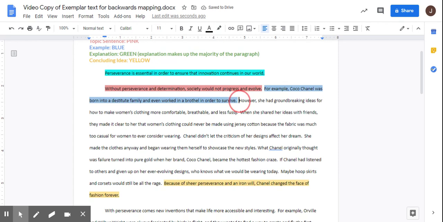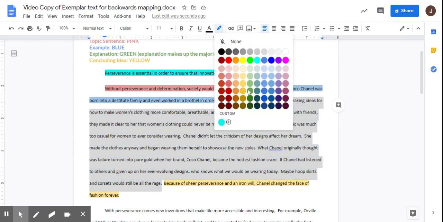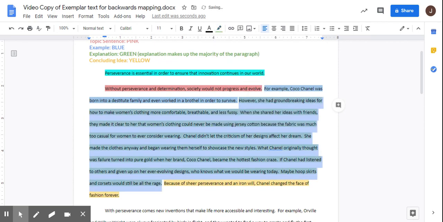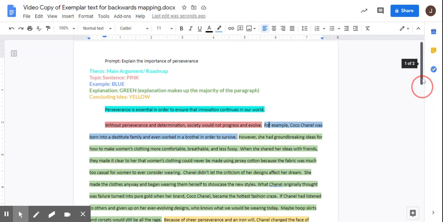And then if you'll remember, the explanation is usually the longest portion of the paragraph. It's going to be the majority of your paragraph, or it should be when you are writing. You should have most of your paragraph be green. And this is all furthering the example of Coco Chanel mentioned in this second sentence here. So this is how I would color code and break down the different sentence types for this sample paragraph.